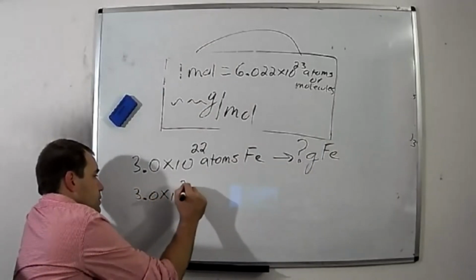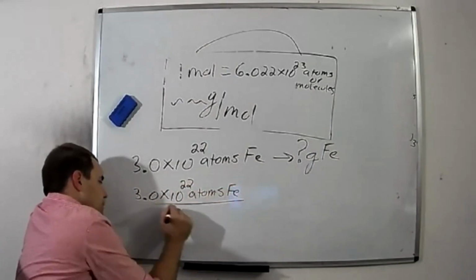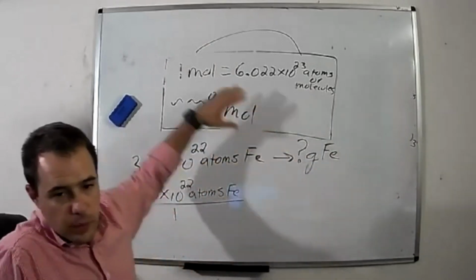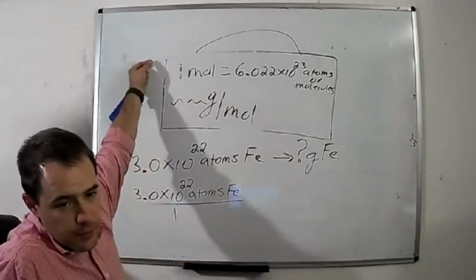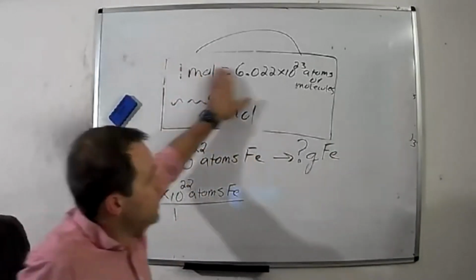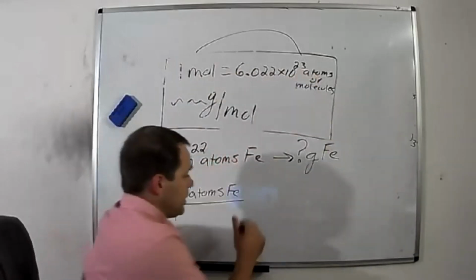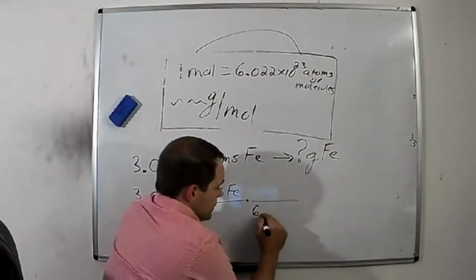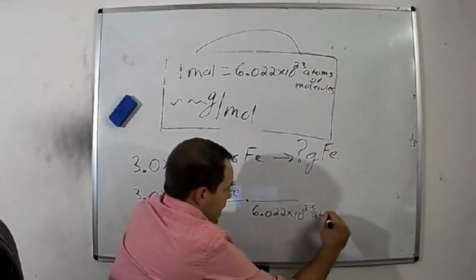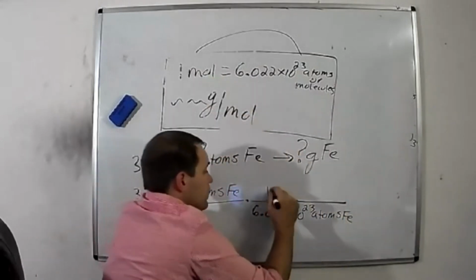3.0 times 10 to the 22nd atoms of iron over 1. I need atoms to cancel out. So we look in our chemistry toolbox. Molar mass is not going to help us. It doesn't have atoms, right? But Avogadro's number will help us. Avogadro's number actually is the thing with the atoms. So Avogadro's number is going on the bottom. 6.022 times 10 to the 23rd atoms of iron on the bottom, 1 mole on the top.